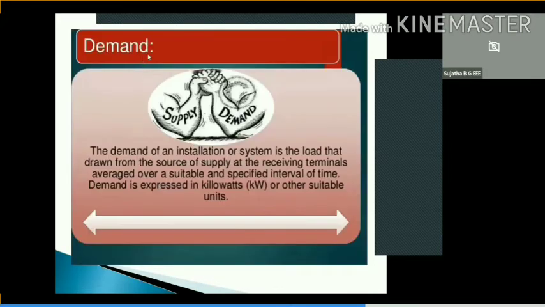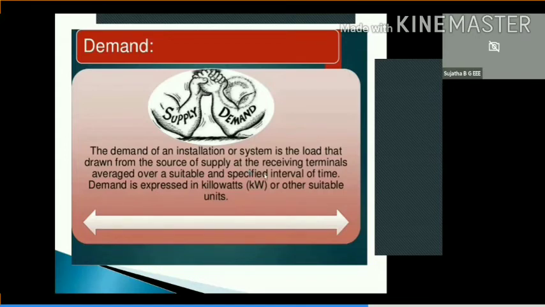Then we have demand. See, the demand of an installation or system is the load that is drawn from the source of supply at the receiving terminals, which will be averaged over a suitable and specified interval of time. So demand is expressed in kilowatts, or sometimes if it is very high, you may express it in megawatts. So the demand of an installation or system.